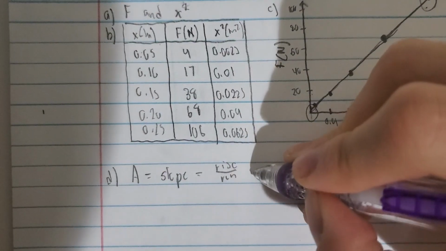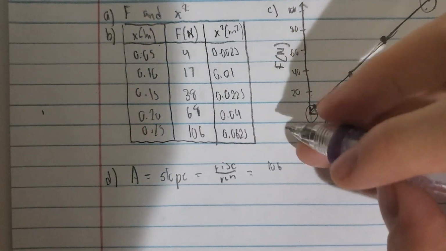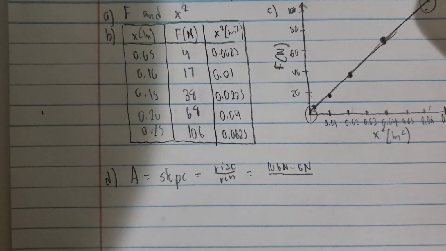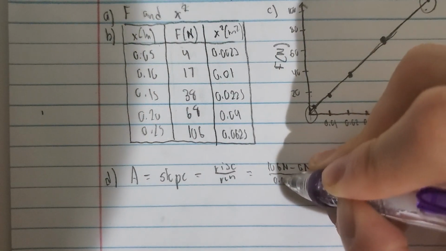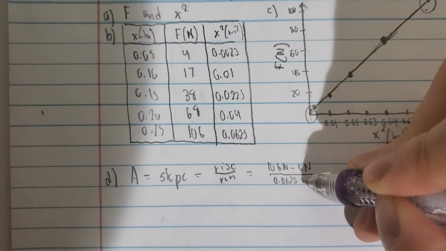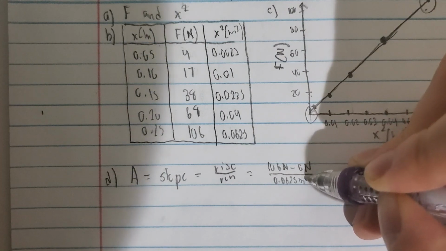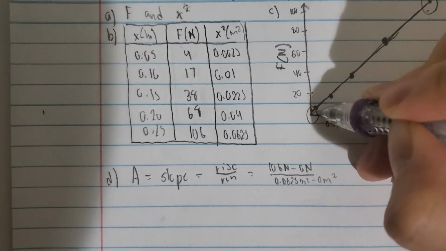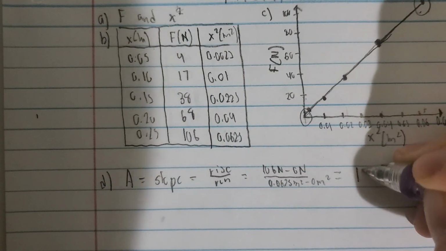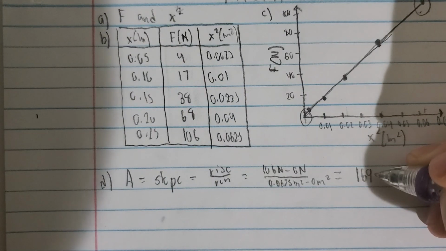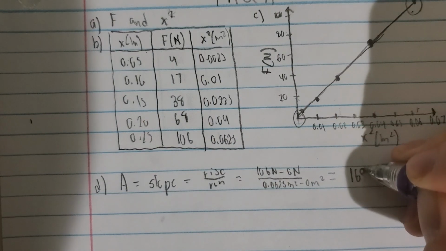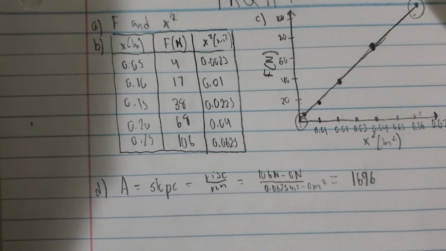So it's going to be 106 minus 0 newtons over 0.0625, I believe is this point, 0.0625. That's meter squared minus 0 meter squared right here. And that gets me 1696. Oops, 1696. And that's my A. So this is my spring constant.